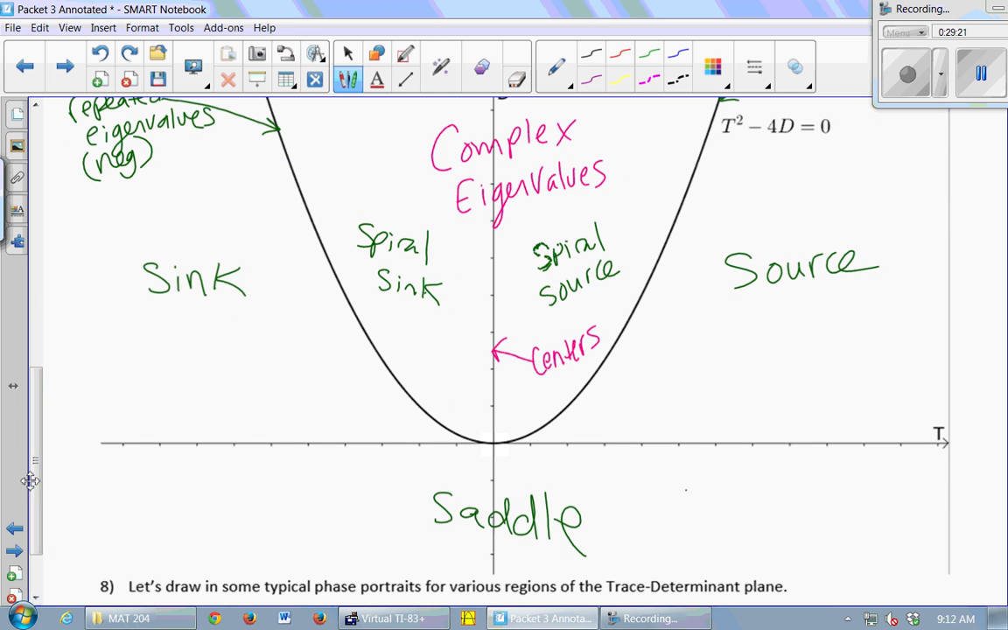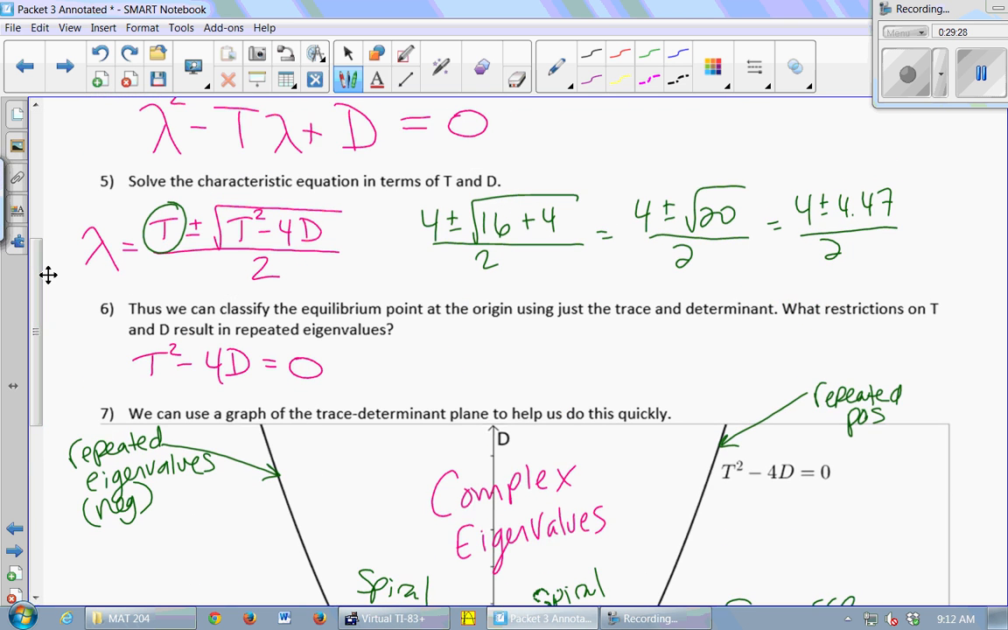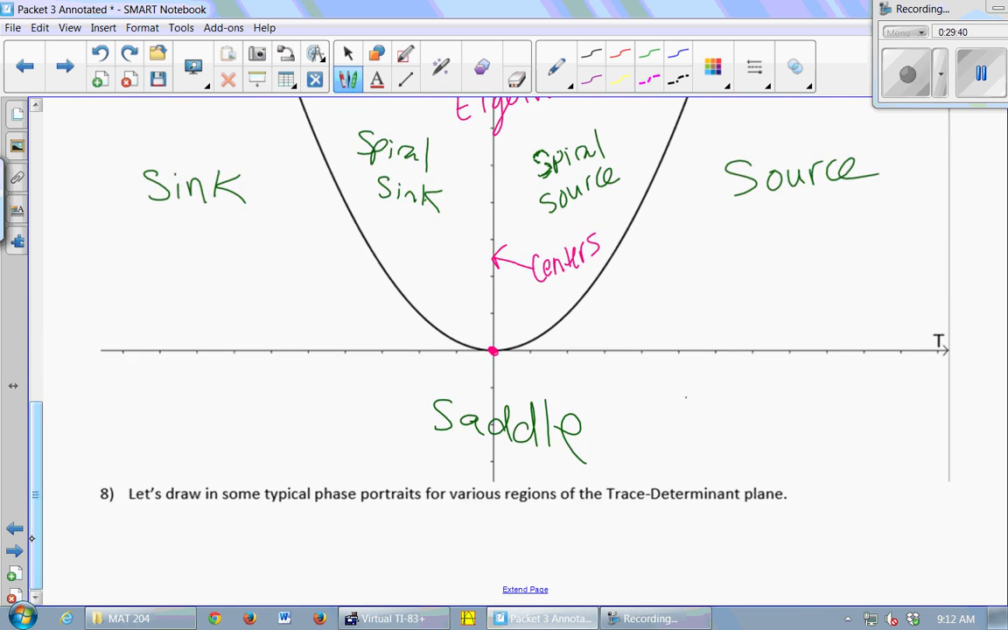0, 0 is a special thing too. Let's look at what happens at 0, 0. If I put in 0 for both t and d, you end up with lambda being a repeated 0 eigenvalue. So your eigenvalues are 0 and 0. That's a special case that we looked at briefly in the class activities, a repeated 0 eigenvalue.